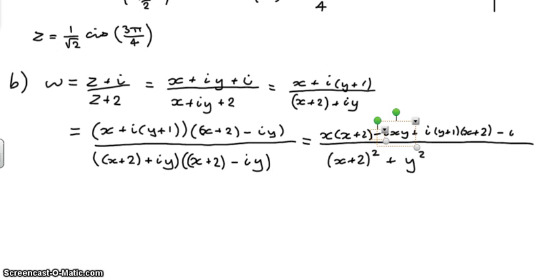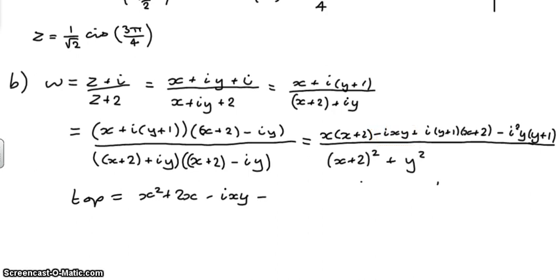And then we're going to subtract i squared y plus 1. Okay, now let's simplify that. Simplify the top, the bottom's going to remain the same. So we have x squared plus 2x minus iy squared plus ixy minus i2y plus ix plus 2i plus y squared plus y.